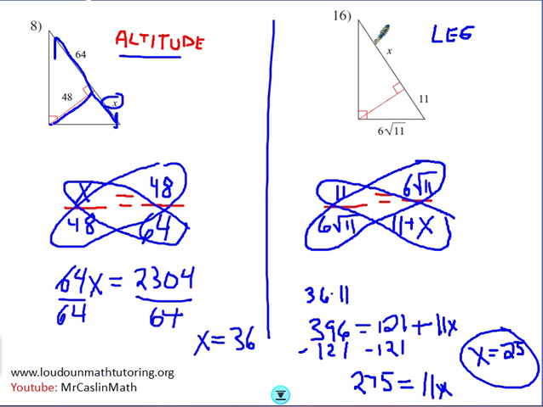Okay, 25 is the length of this line segment right here. Okay, altitude, leg. The big difference is on the altitude, go down to your base and you do part and part. And then on the leg, you do part and whole.